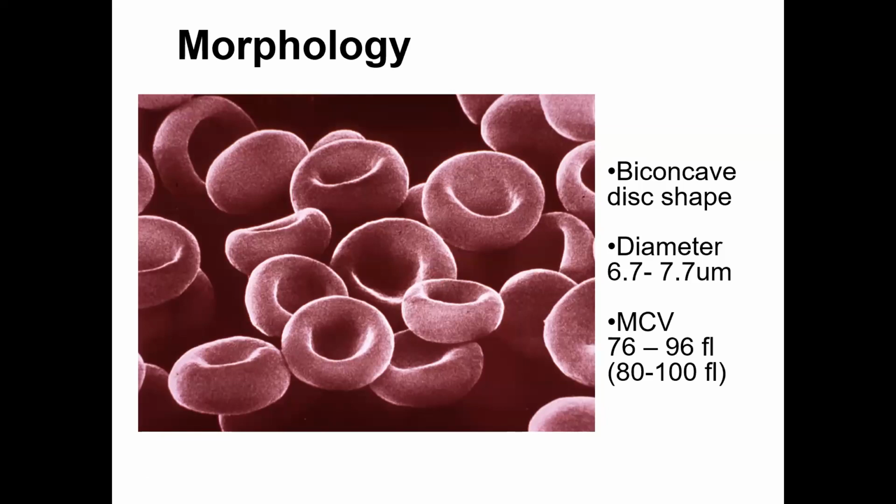So either you use 76 to 96, or you can use 80 to 100, and that is in femtoliters. And it is the mean cell volume of the red cells. And this is what we use practically to tell us about the red cell size, okay? Because measuring the diameters of all these red cells in normal practice in hematology is not practical, and therefore mean cell volume tells us about the red cell size.